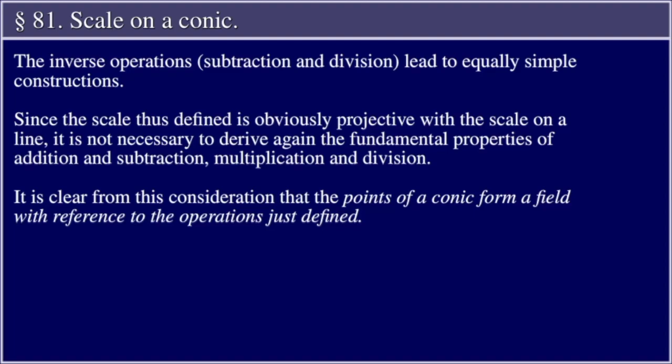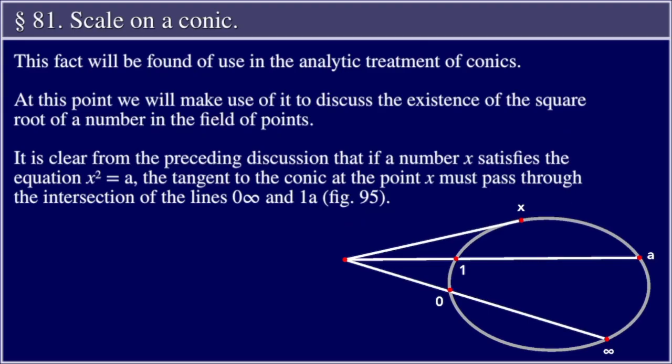Since the scale thus defined is obviously projective with the scale on a line, it is not necessary to derive again the fundamental properties of addition and subtraction, multiplication and division. It is clear from this consideration that the points of a conic form a field with reference to the operations just defined. This fact will be found of use in the analytic treatment of conics. At this point, we will make use of it to discuss the existence of the square root of a number in the field of points.